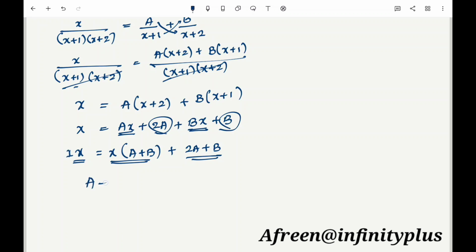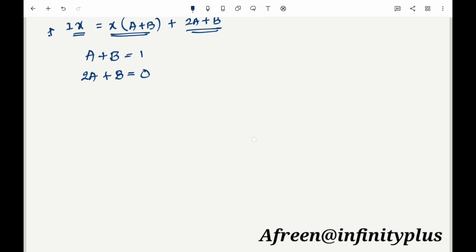So what you will get, a plus b is equal to 1. Since there is no constant here, you can write 2a plus b is equal to 0. Now you have to solve these two equations by means of elimination method. So after changing the sign, plus b will get cancelled with the minus b.